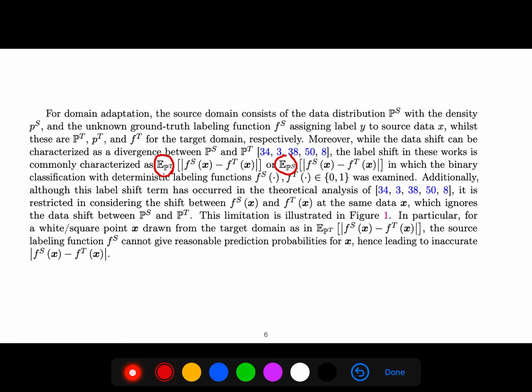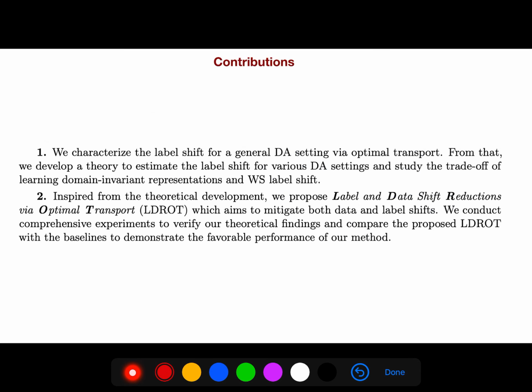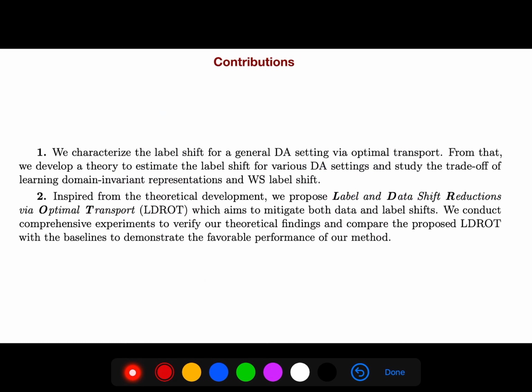Additionally, although this label shift term has occurred in the theoretical analysis, it is restricted to considering the shift between source and target at the same data point, which ignores the data shift between the source and target probability. This limitation is illustrated in figure 1.